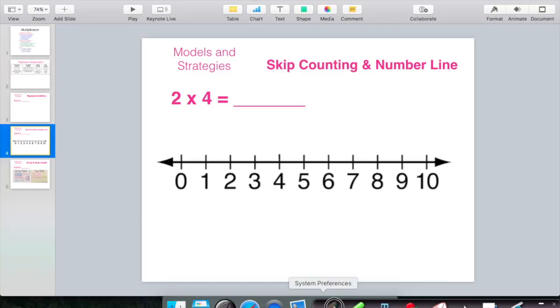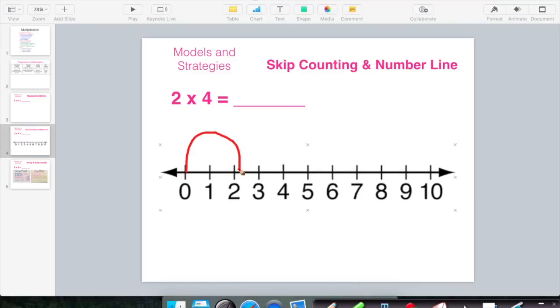Another model of multiplication is called skip counting, or using number lines. For example, you have 2 times 4. If you are using a number line, this simply means that you need to skip 2 four times, that's 1, 2, 3, 4. So you skipped 4 times. We could say then that 2 times 4 is 8.